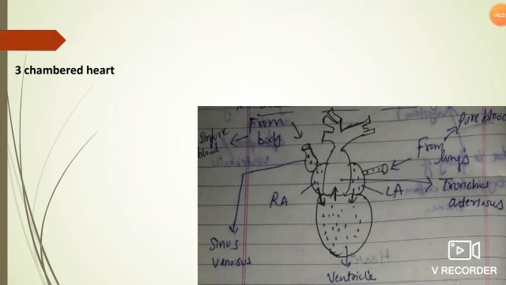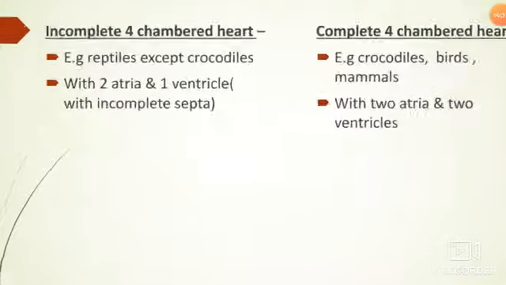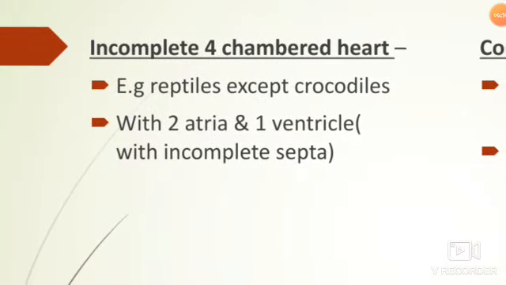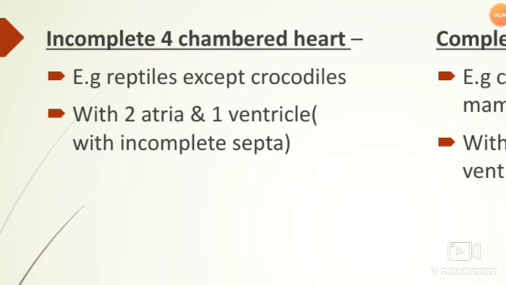Now we will discuss the four-chambered heart. Four-chambered hearts are of two types: incomplete four-chambered heart and complete four-chambered heart. So first of all, the incomplete four-chambered heart. Incomplete four-chambered hearts are found in reptiles except crocodiles.